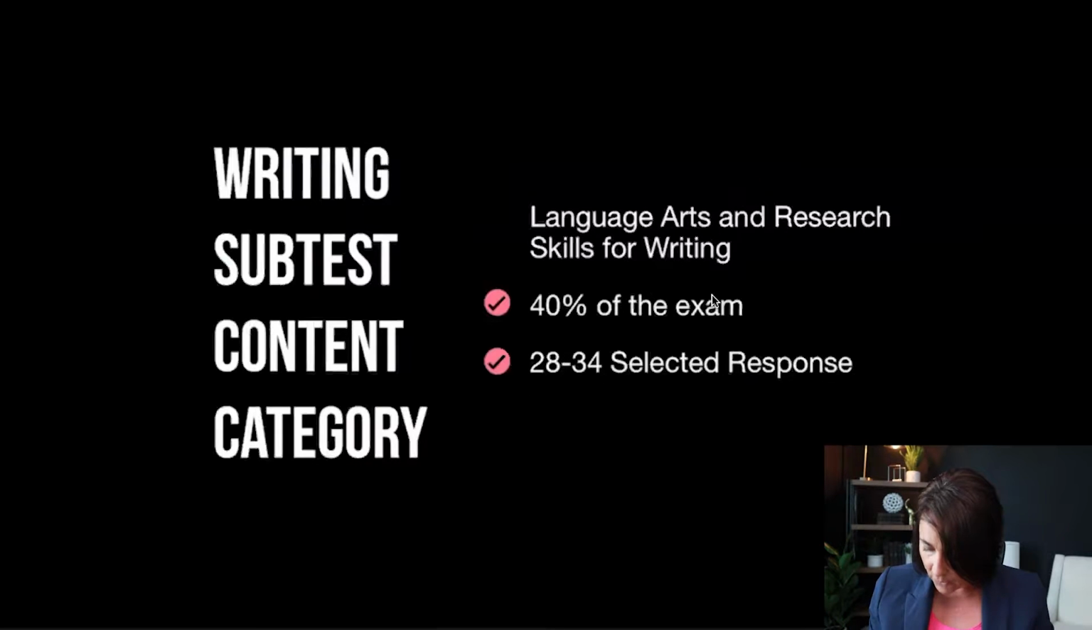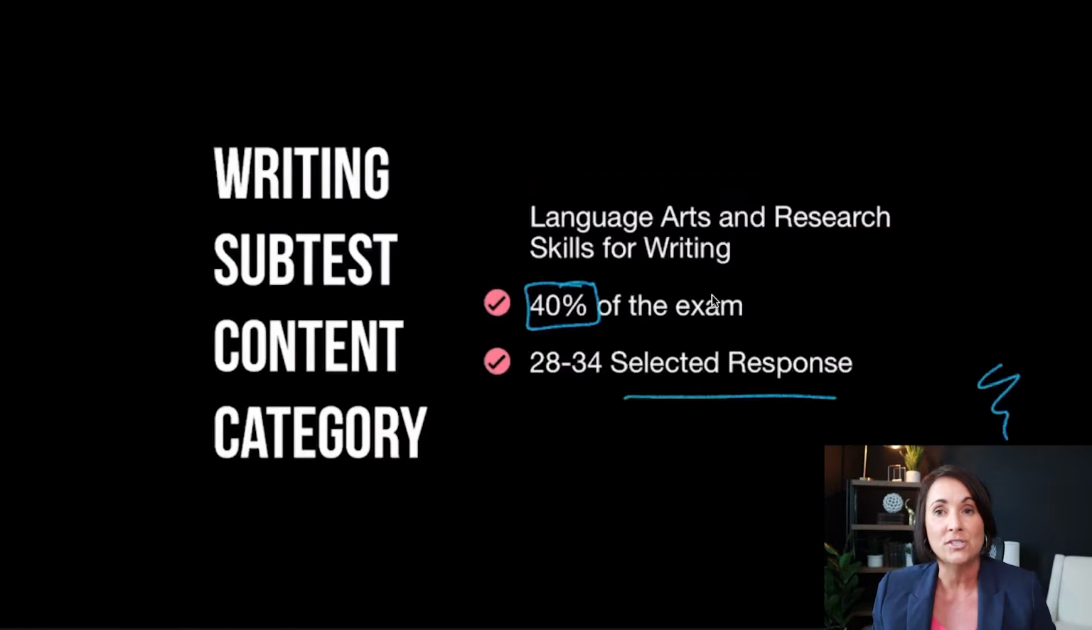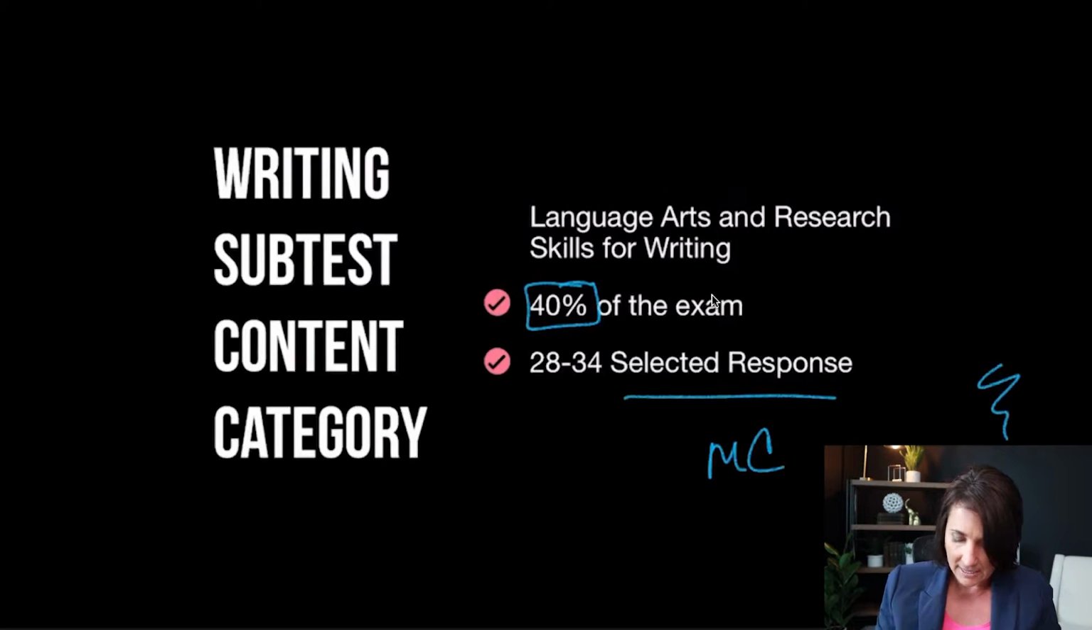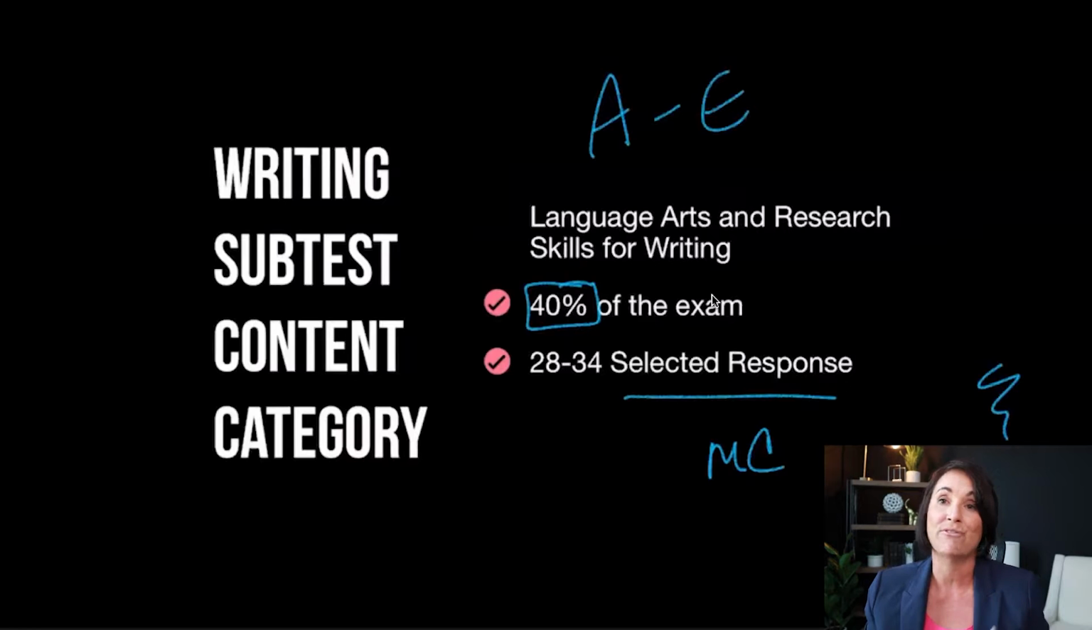We are talking about the multiple choice section, and this is going to be 40% of the exam. So it's a big chunk of the exam. Remember, I said selected response is just a fancy word for multiple choice, A, B, C, and D. The Praxis goes through A, B, C, D, and E. Goes all the way to E. So you have 5 answer choices to pick from, which can be a little bit difficult. Sometimes the fewer choices you have, the better. In this case, you have an extra choice than on most tests.